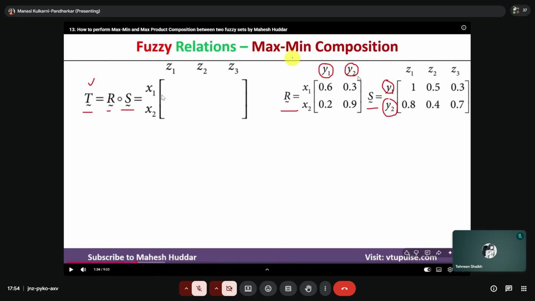So what will be the output? The output that you are going to get will be something like this. x1, x2, and then we will not have the y's over here. We will have z1, z2 and z3. This is what we are going to get.